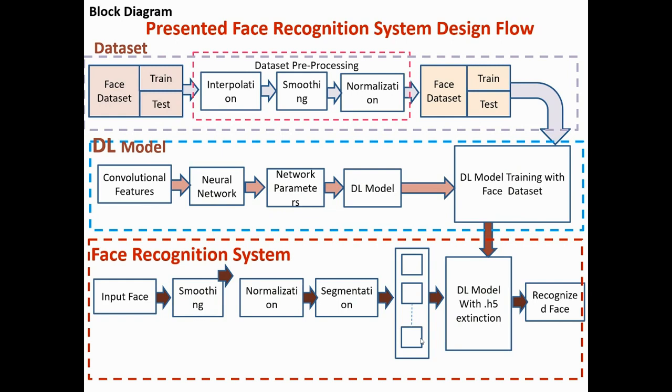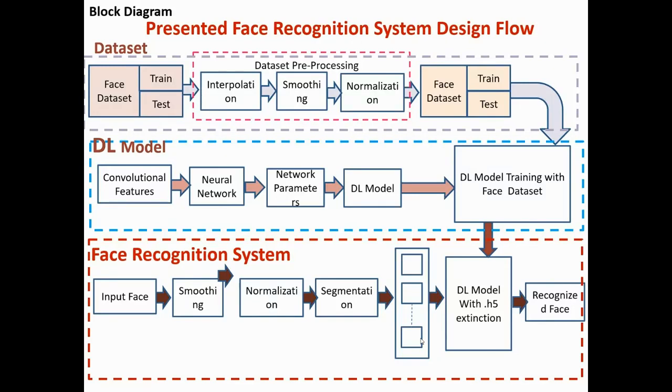We are going to take the face data set, which consists of test and train. It will be pre-processed. We are applying data pre-processing techniques like interpolation, smoothing, and normalization. It will give some features, and after that we are going to dump those pre-processed images in our data set also. After that we are moving to the DL model. It will give the features.